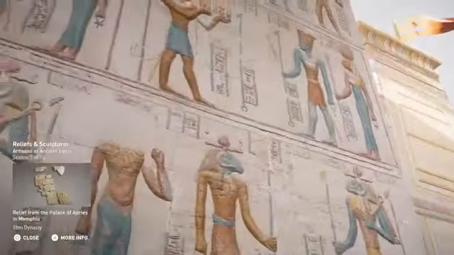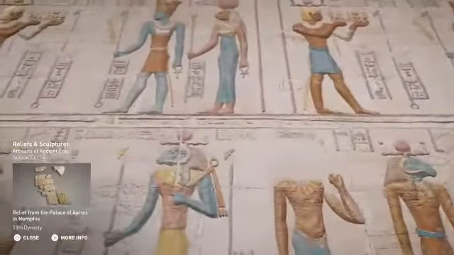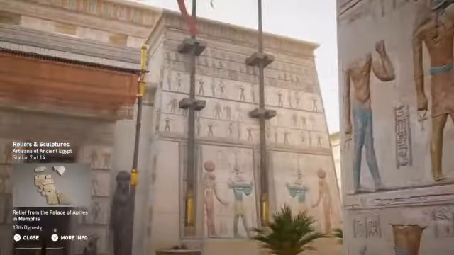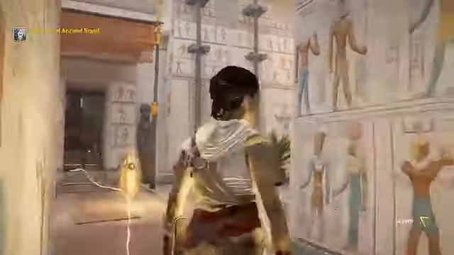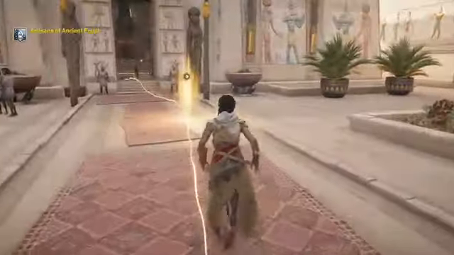Of course, I have no idea what any of these hieroglyphs say. I have not read up on that part of history yet. I hope to eventually, but I haven't.